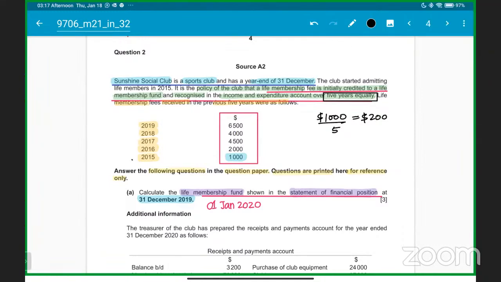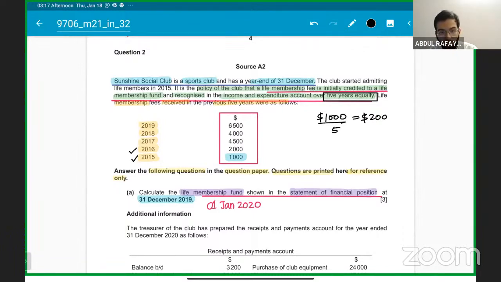So you will record $200 in 2015, in 2016, in 2017, and in 2018 and 2019 as well. Students need to understand that the life membership fund we received in 2015 has been utilized by 2019. It will not be carried forward because 5 years are complete.